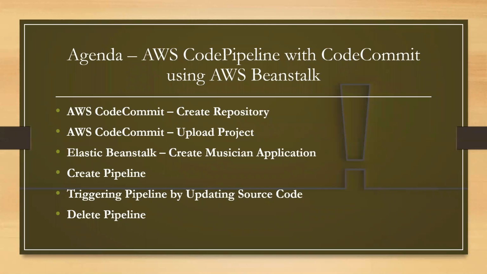Agenda for today's discussion: we will discuss AWS CodeCommit for creating the repository, and we will upload the project in CodeCommit. After that, we will create the Elastic Beanstalk application. Then we will create a pipeline. Then we will trigger the pipeline by updating the source code. And after this demo, we will delete the pipeline.